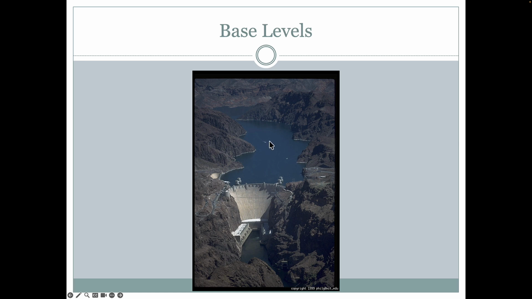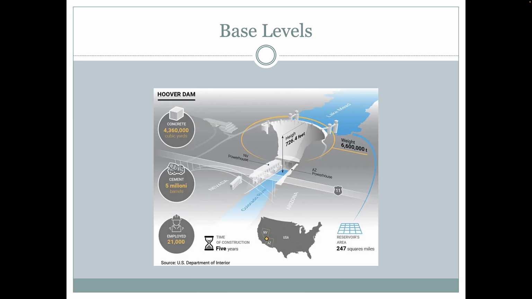The Colorado River was stopped behind the dam to create Lake Mead, and the Hoover Dam is just a very large and voluminous dam. We can see it has a height of 726 feet. It's created this entire Lake Mead behind it with a reservoir of 247 square miles. It was just an engineering feat when it was built all those years ago.